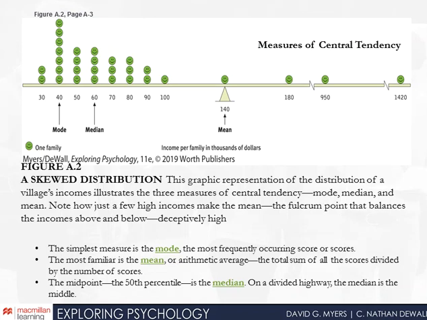So let's look really closely here. The simplest measure is the mode. That is simply the most frequently occurring score or scores. In this case, we can see the mode is 40. The most familiar to us is the mean, or the average, the total sum of all scores divided by the number of scores. And in this instance, we say 140. But again, we've already noted that this is somewhat deceptively high because of these scores here at the extreme end.